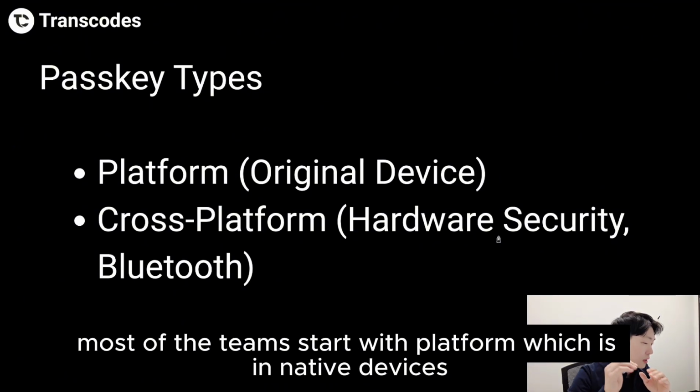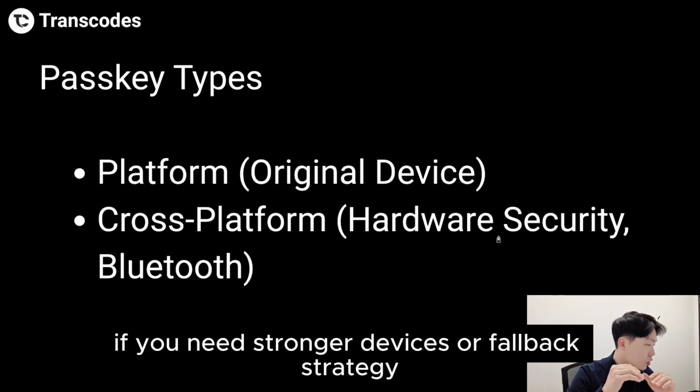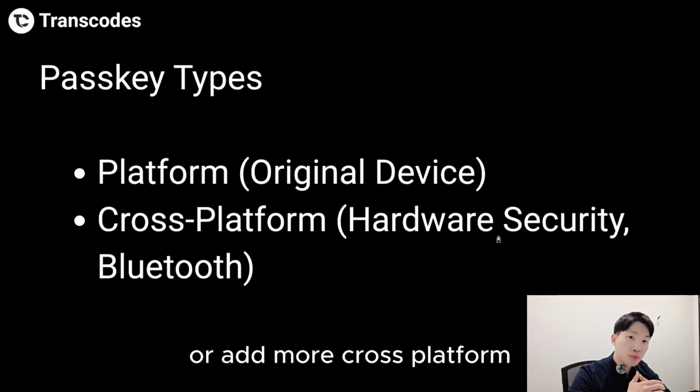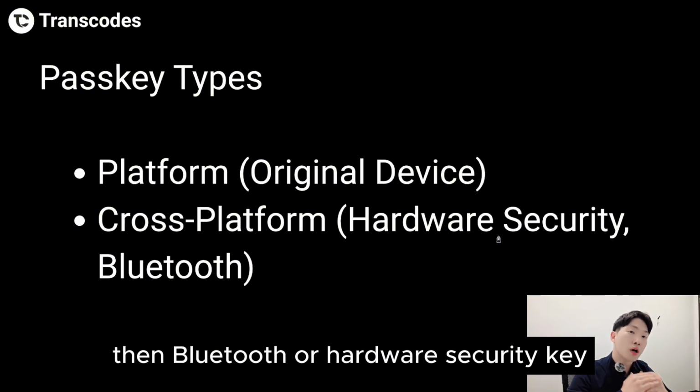Most teams start with a platform passkey, which is native to the device. If you need stronger security, a fallback strategy, or want to add more cross-platform options, then use Bluetooth or a hardware security key.